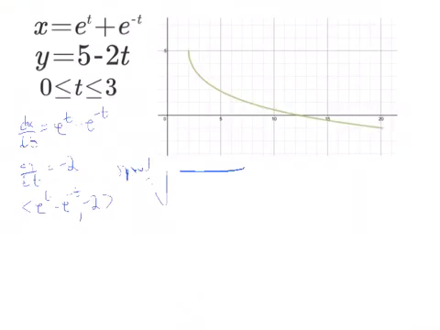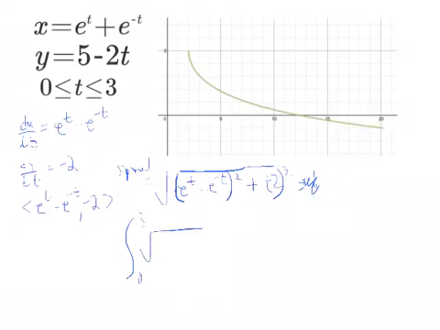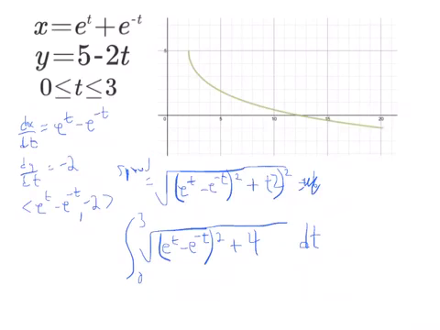So my speed is equal to the square root of e to the t minus e to the negative t, squared, plus negative 2 squared. But this is also my ds, or almost, excuse me, not my ds. That is my speed. And if I want to find the integral here, I'd integrate this from t equals 0 to t equals 3. So this is the square root of e to the t minus e to the negative t, squared, plus 4. And then I'd multiply by dt.